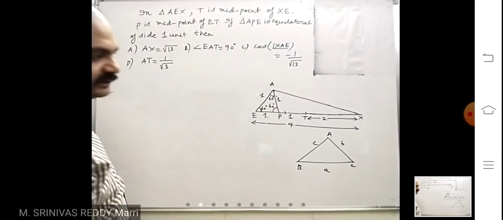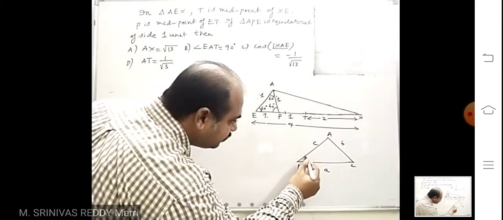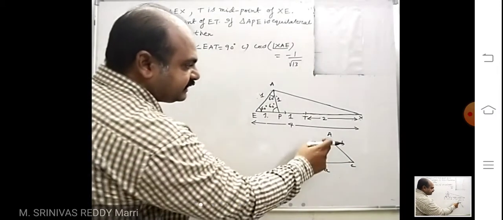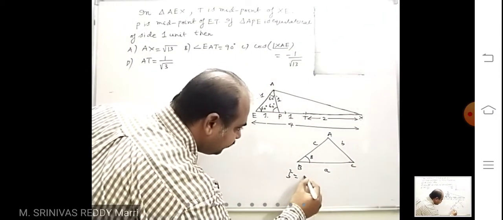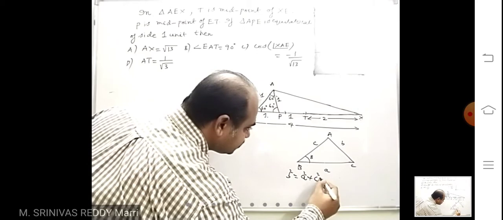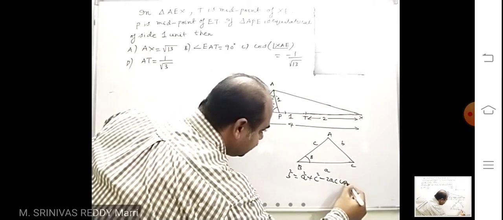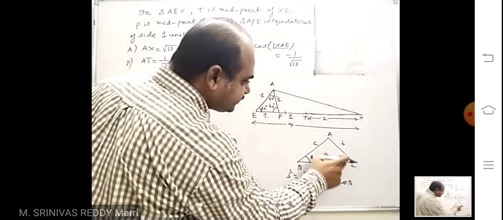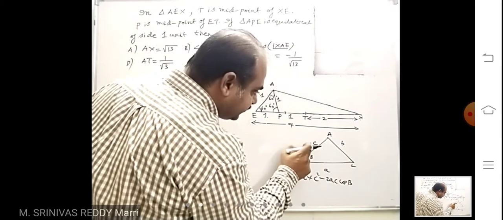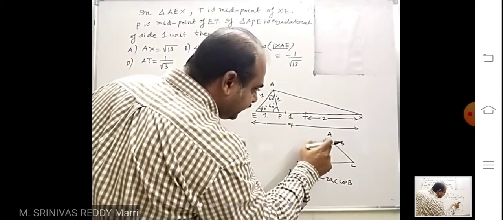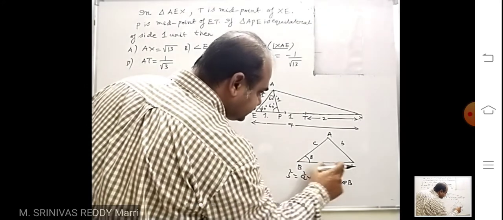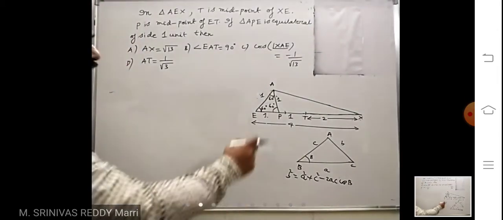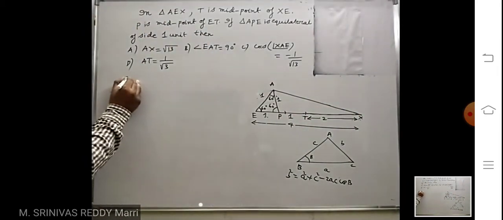ABC. Suppose this side you know, this side you know, and this angle you know. What will you write? B square, this side square, equals A square plus C square minus 2AC cos B. The thing is, this side square equals the third side. This you know, this you know. This side square equals this side square plus this side square minus 2 into the product of the sides into cos of the included angle.